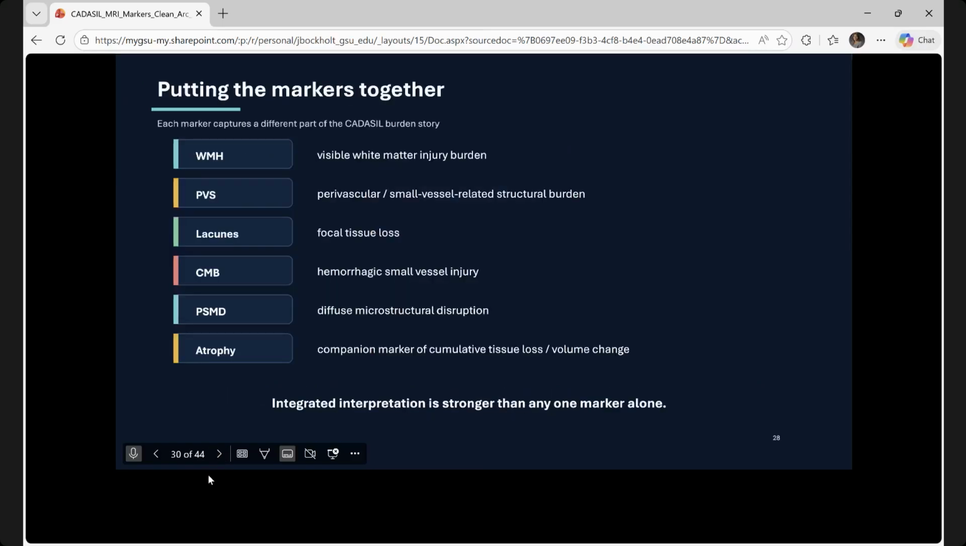So we've gone through each of these items, and I just want to put it all together now and say that really, to tell the entire story through the lens of MRI, we need to think of each of these regionally and globally, and then how they fit together. And that integration is, I would argue, going to be much stronger than any one marker alone.